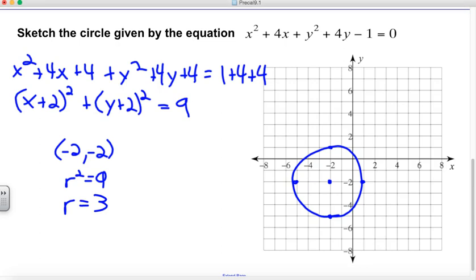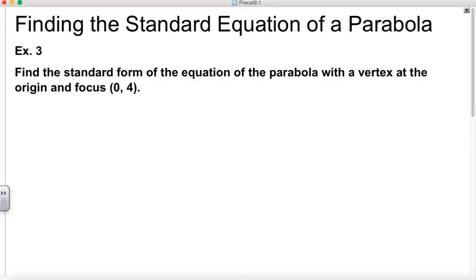All right, moving on, talking about parabolas a little bit. So for parabolas, finding the standard equation of a parabola. The standard equation for a parabola is a little bit more complicated, and we're going to talk about something with parabolas you might not have talked about before called the focus.